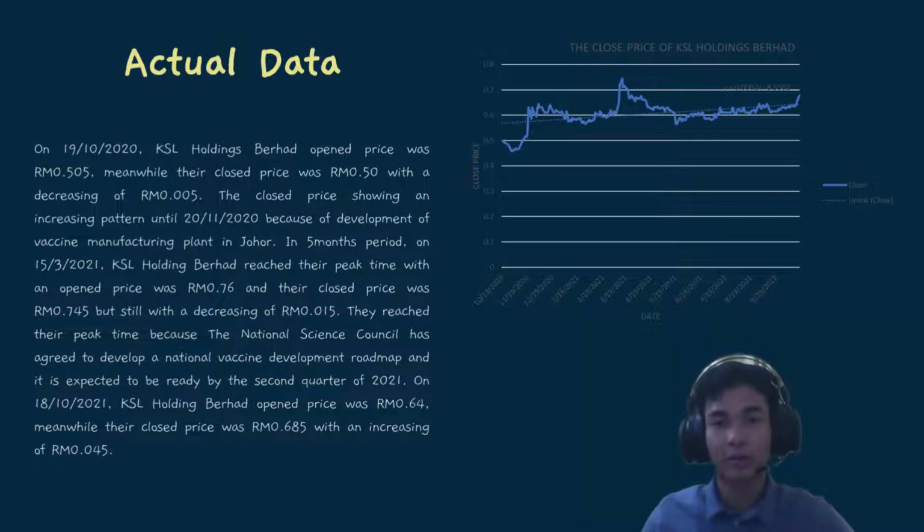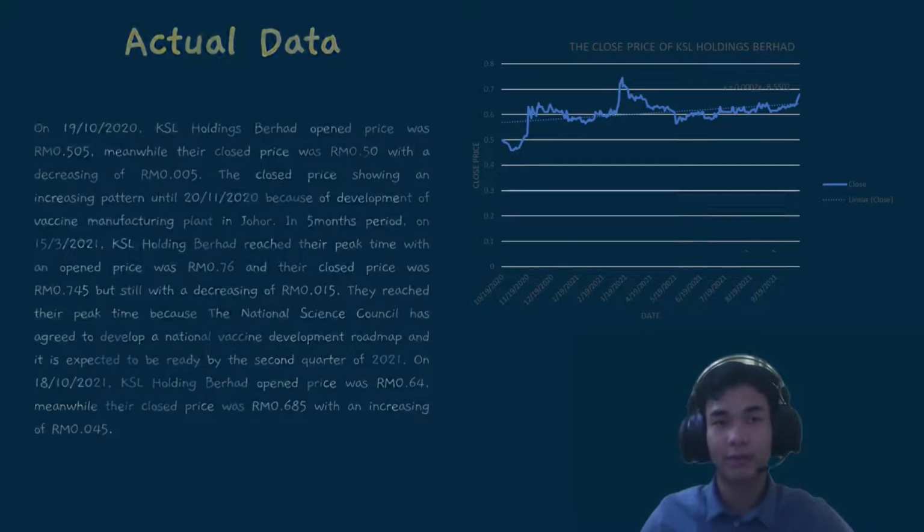On 18 October 2021, KSL Holdings Berhad's open price was 64 cents. Meanwhile, their close price was 685 cents, with an increase of 0.45 cents.